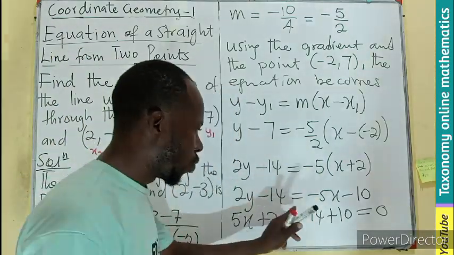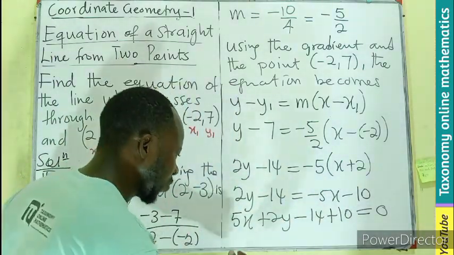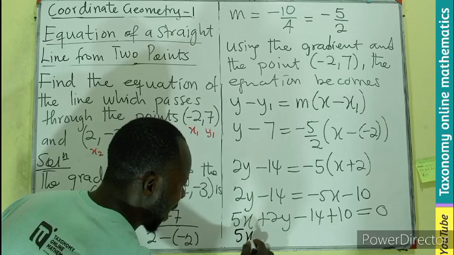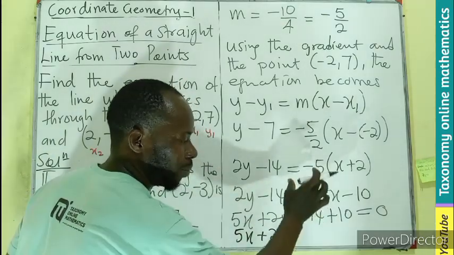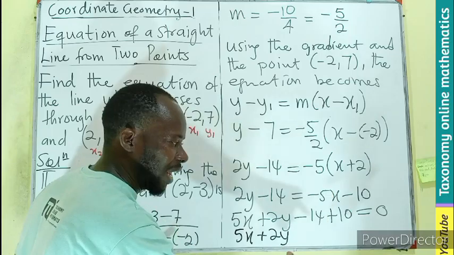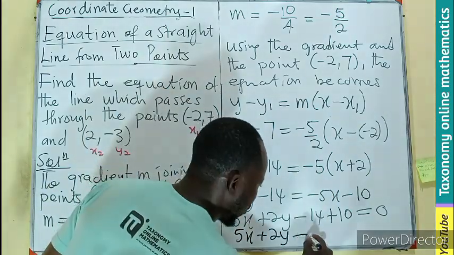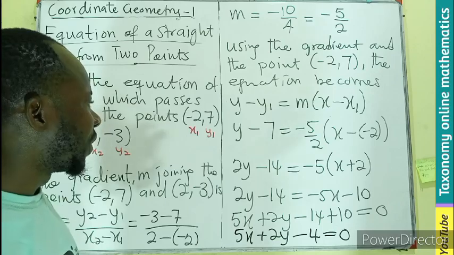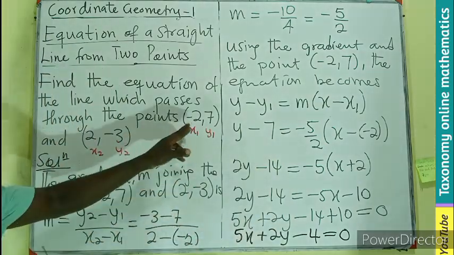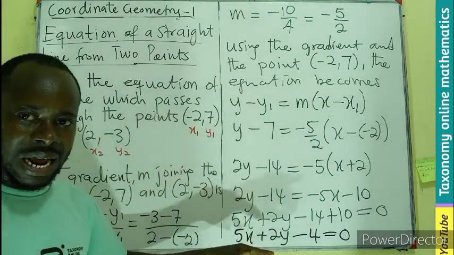So the next thing is to compute this very one. I still maintain 5x plus 2y minus 14 plus 10. It's like 10 minus 14. That will give you -4 equals 0. So this is the equation that connects the points together.